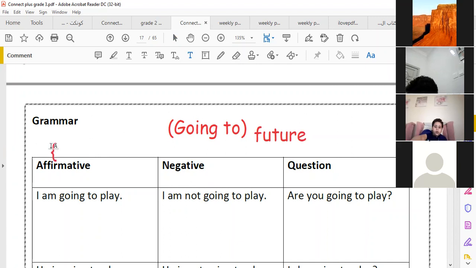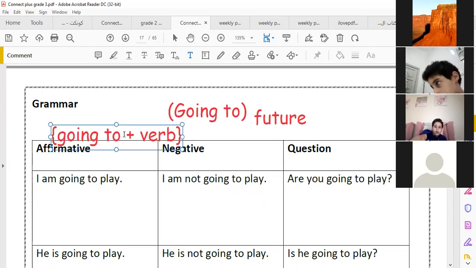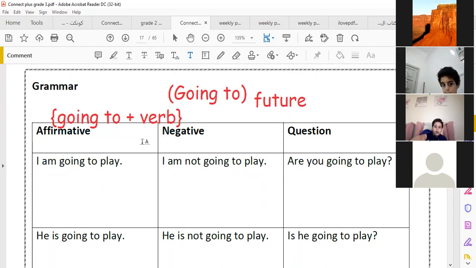We use going to plus verb. That is the rule that we have today. Once again, today we have going to. We use going to talk about the future. To make a sentence, we use going to plus the verb.